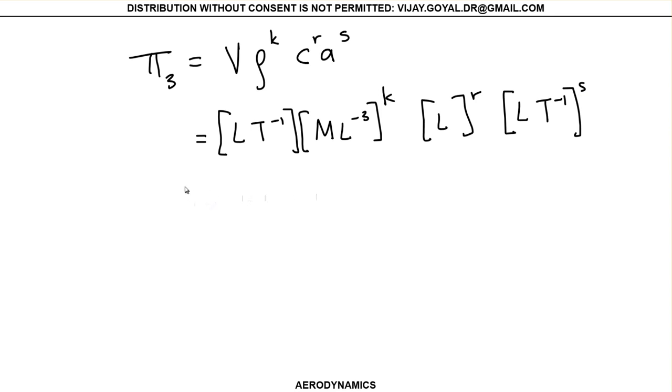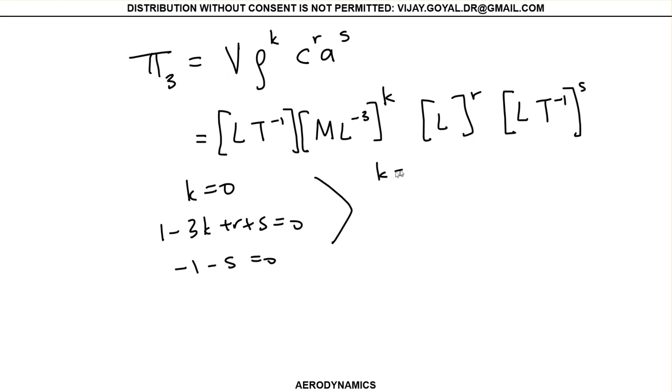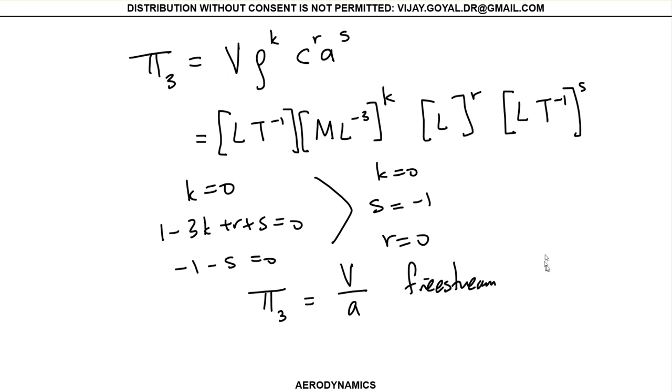From here, what you can show is that your equations are k is equal to 0, 1 minus 3k plus r plus s is equal to 0, minus 1 minus s is equal to 0. And from here, you solve for k equal to 0, s equal to minus 1, r equal to 0. So another form of pi 3 is nothing else than b over a. And note that this is the free stream Mach number.